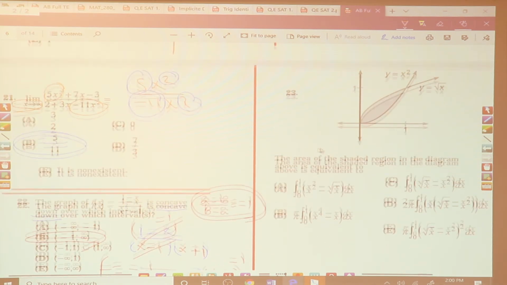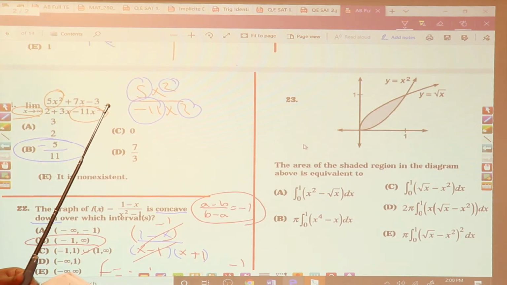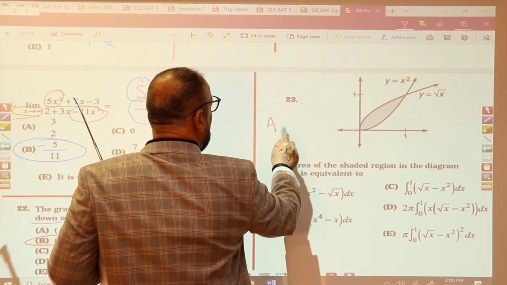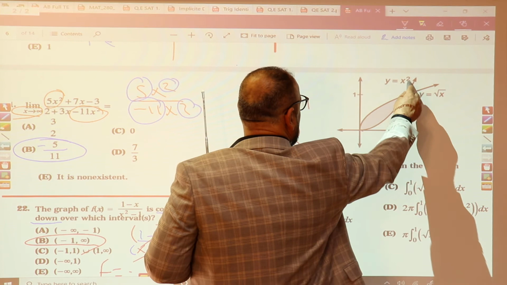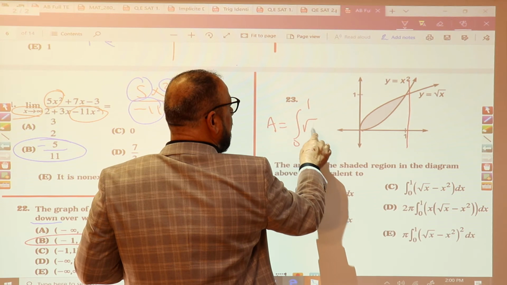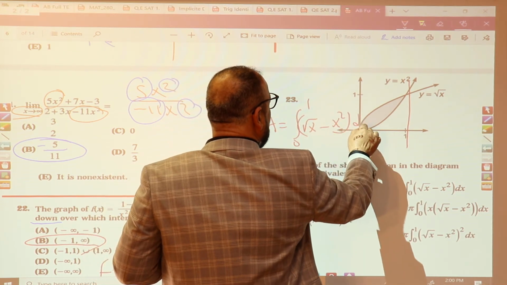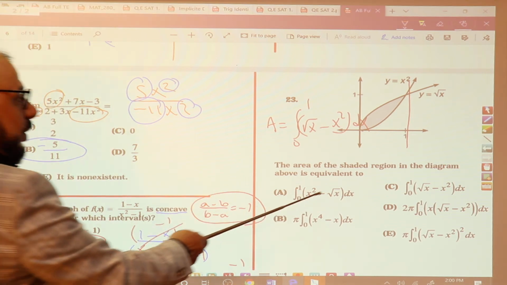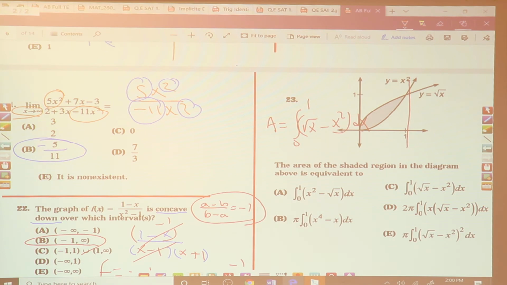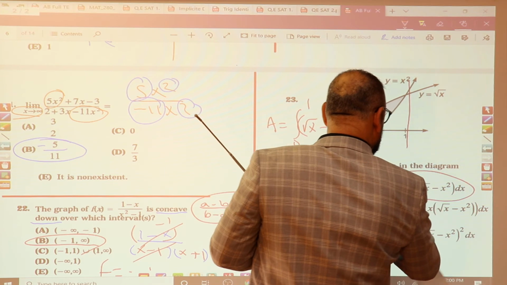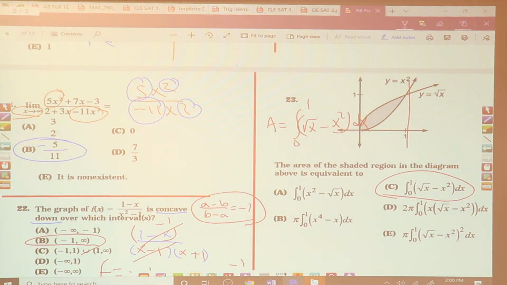This problem, look here, all you need is to set up the integration for the area. The area equals the integration from 0 to 1 of the top function. Which one is the top function? Square root of x minus x squared dx. This is the second problem. Square root of x minus x squared from 0 to 1, right? Good.